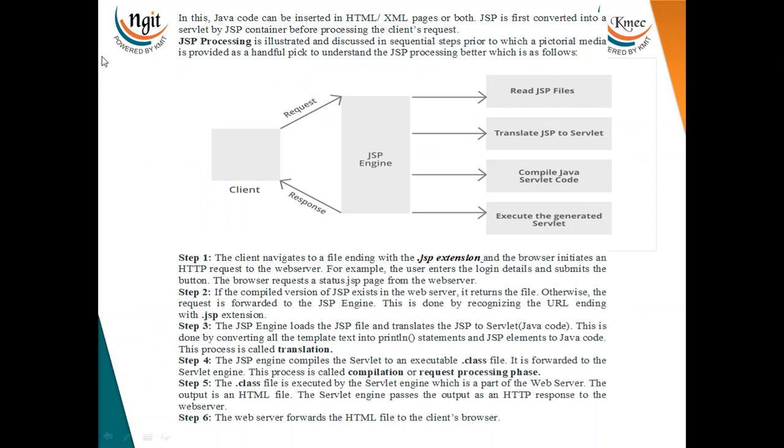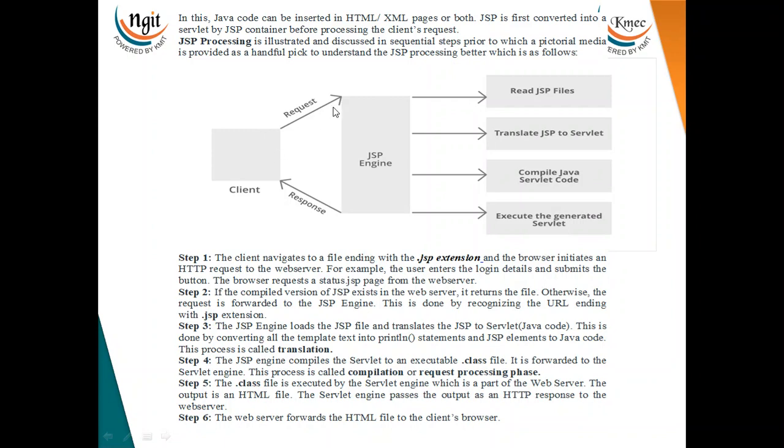In this, Java code could be inserted in XML pages or HTML pages or both. Here, JSP is first converted into a servlet by the JSP container before processing the client request. The JSP processor is illustrated here. If you see, there are sequential steps involved.